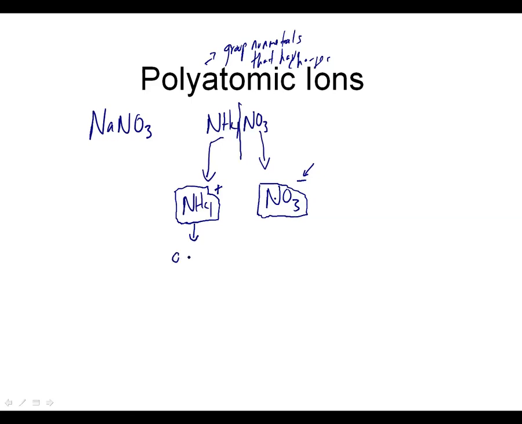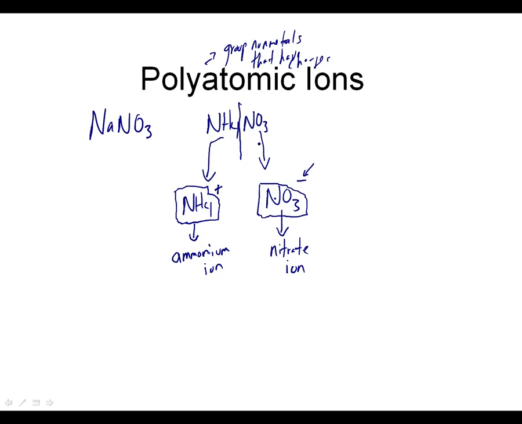And this polyatomic ion over here has a special name. It is what is known as the ammonium ion. And this guy over here is what is known as the nitrate ion. And these polyatomic ions have individual names. They also have individual charges.